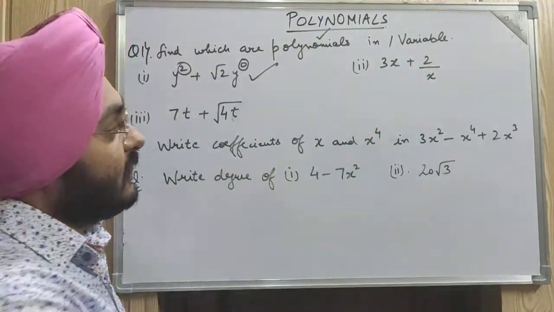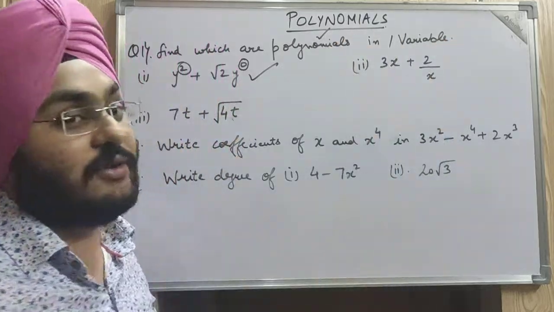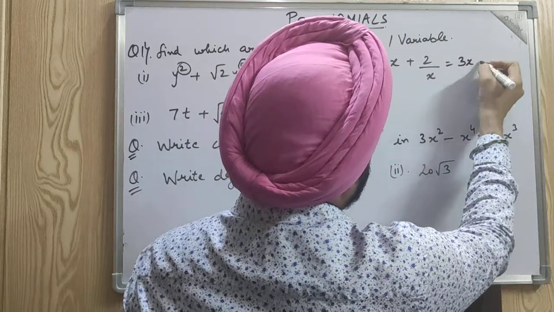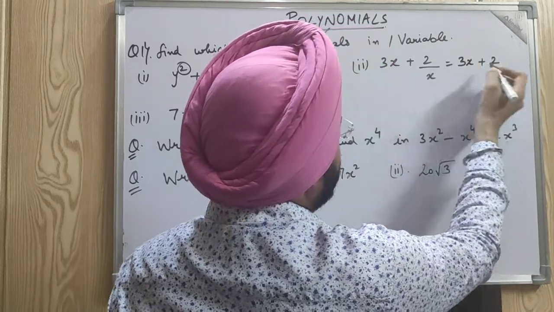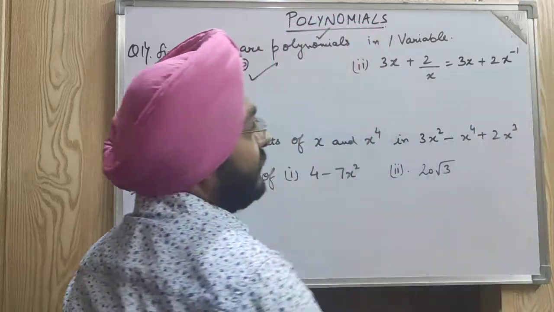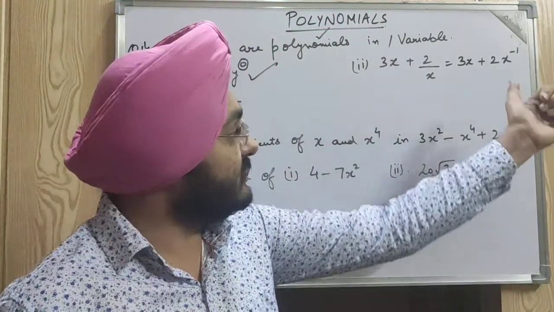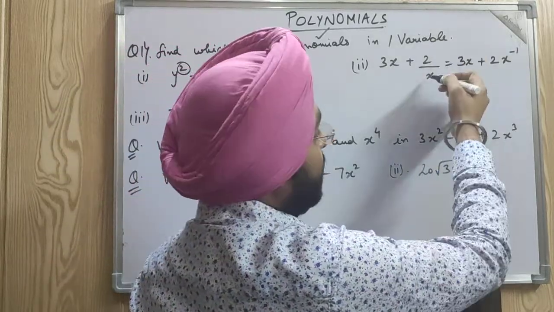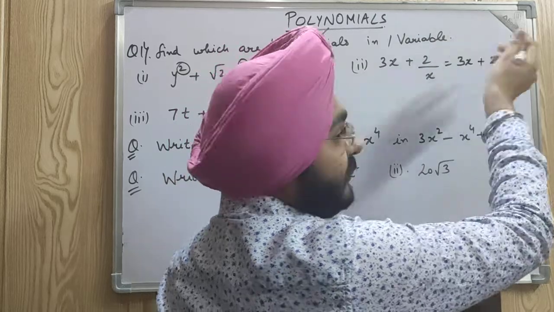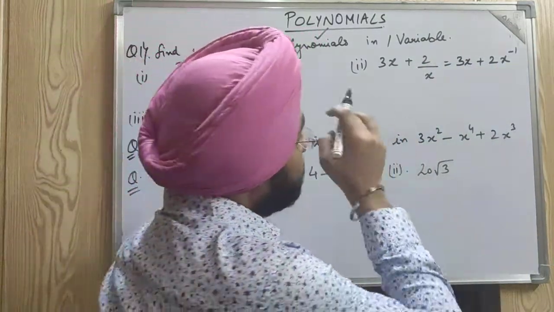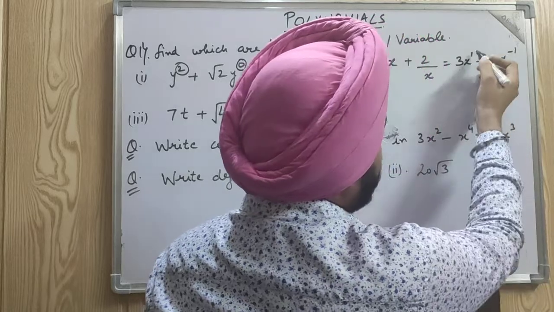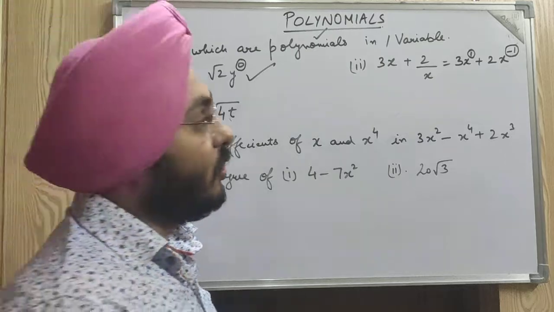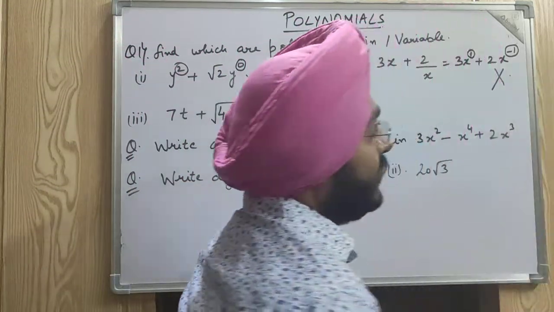Now coming to the second, he is saying 3x plus 2 by x. Firstly we have to check whether this is a polynomial or not. Can't I write this in this way: 3x plus 2, and if I am shifting this x to the numerator, can't I say x raised to power minus 1? Since we have discussed in the exponents chapter, if we shift the position of this x, it will have the negative sign. So this one is x raised to power 1, a whole number. This one is a whole number. Minus 1 is not a whole number. So I'll say this is not a polynomial.